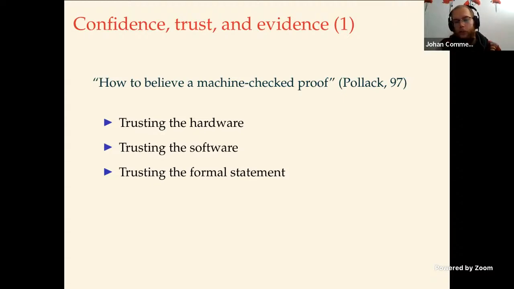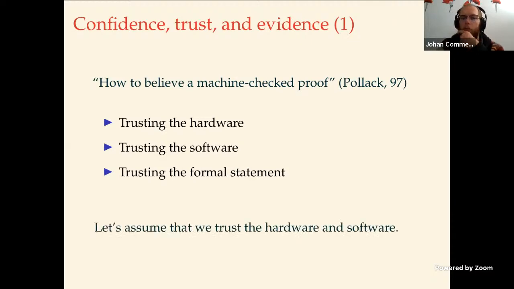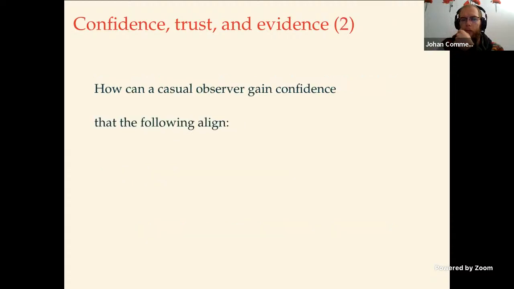You can trust the software because nowadays proof checkers have an extremely small kernel that does all the critical stuff, so the correctness of the proof checking depends on like 3,000 lines of code that has been very carefully written and very carefully checked by several really competent computer scientists. So we'll assume that we trust the hardware and the software and mostly focus on how we can convince ourselves that we got the formal statement right.